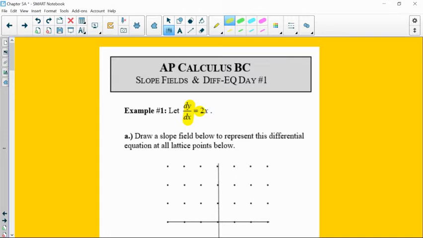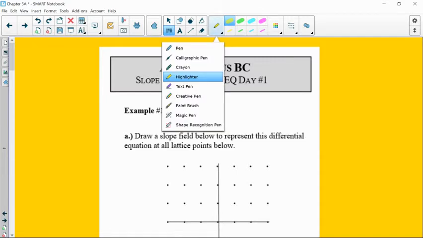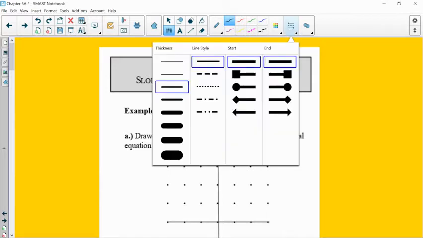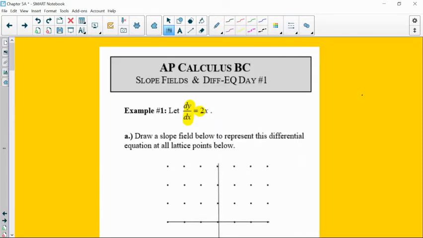And so the first thing it says is draw a slope field to represent this differential equation at these lattice points. And the lattice points are just the integer points, like 0, 0, 1, 1, 1, 2, negative 1, 3, right? All the points that are defined by integers. That's what it means to be a lattice point. And what we're going to do is represent the slope at those lattice points, based on this equation.